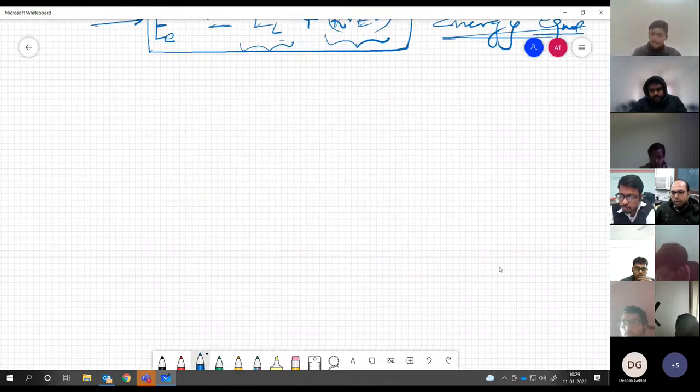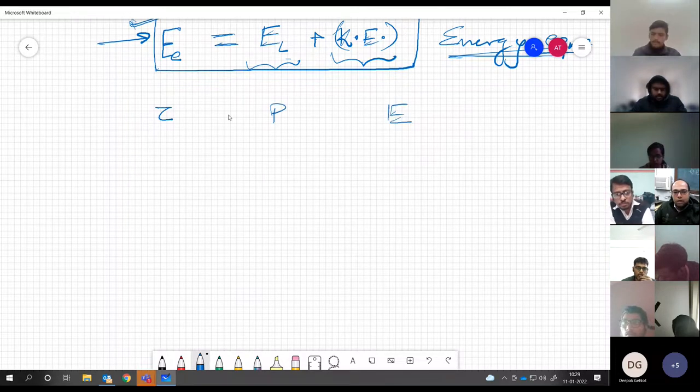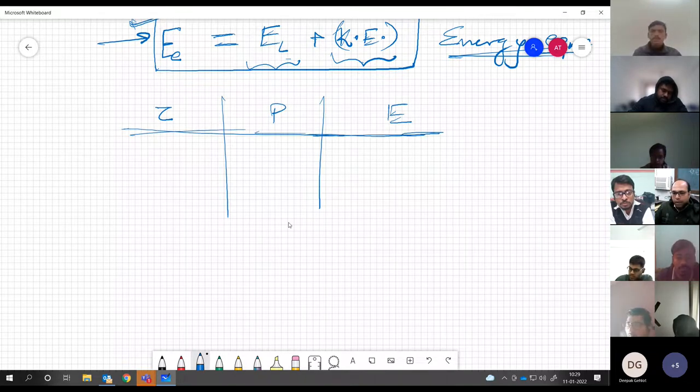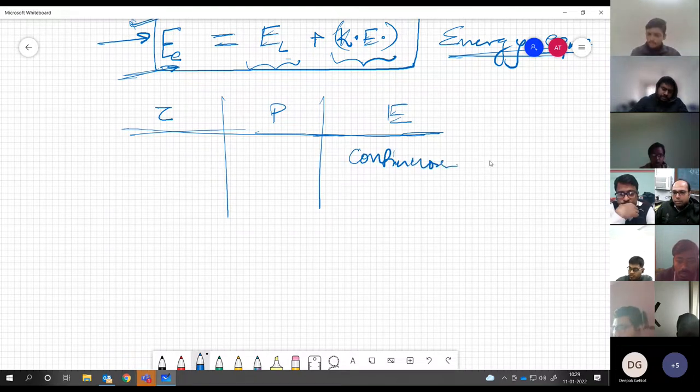Different things we have discussed here: let us start from torque. We have torque, we have power, we have energy. Now, if we discuss the properties of these quantities, we have seen that energy is continuous. It is not that energy is different for the steady state and different for the dynamic. It is a continuous quantity. It has to be accounted for over the entire period of time. So this is a continuously varying quantity.